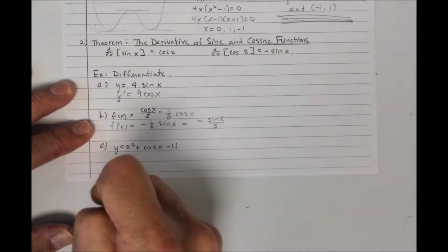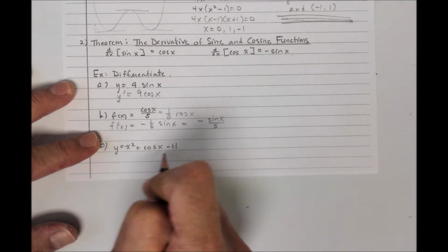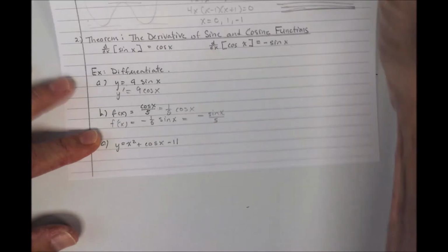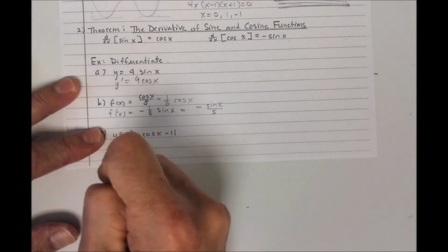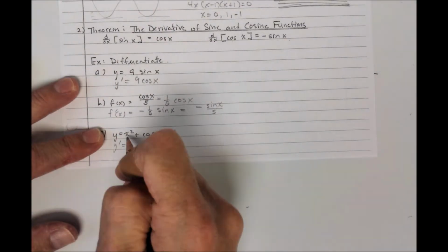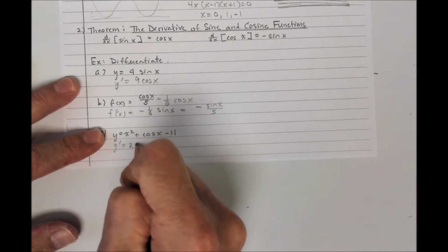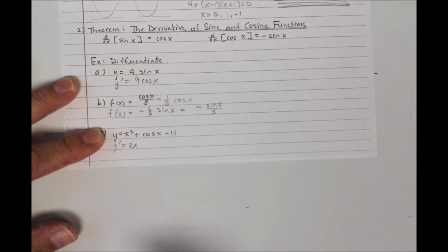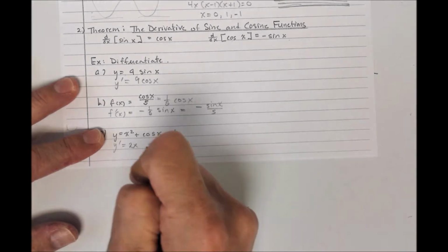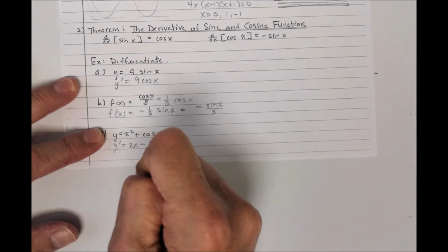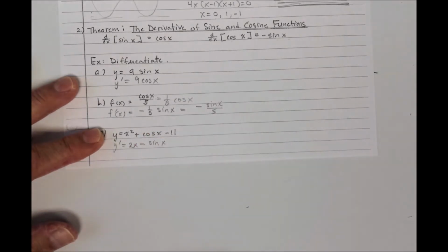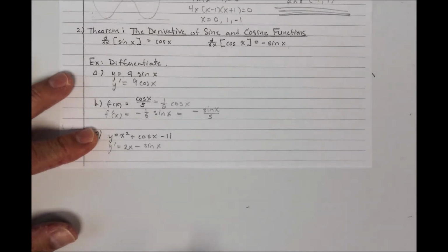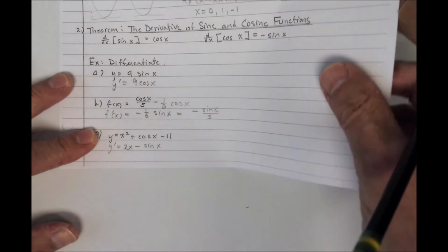And here, notice with the sums and differences, we take it one term at a time. Y prime, well, the derivative of 2x is the power rule. That'd be 2x to the first. The derivative of the cosine of x is negative sine x, so minus the sine of x. And the derivative of minus 11 is 0. So we are now able to a little bit more efficiently find the derivatives of some real basic functions. And that comes into play and is useful when we're doing any kind of an application problem.